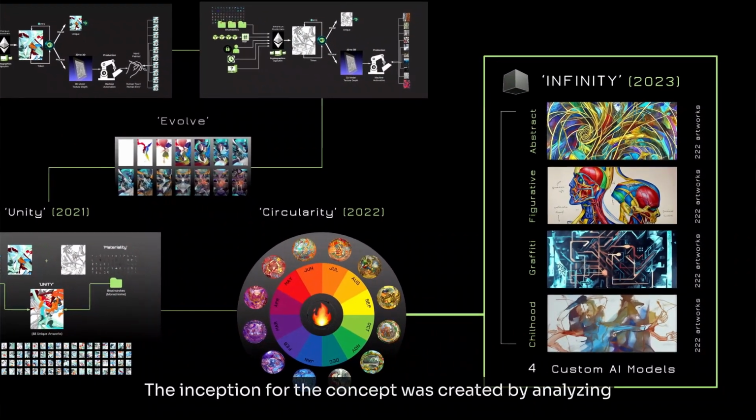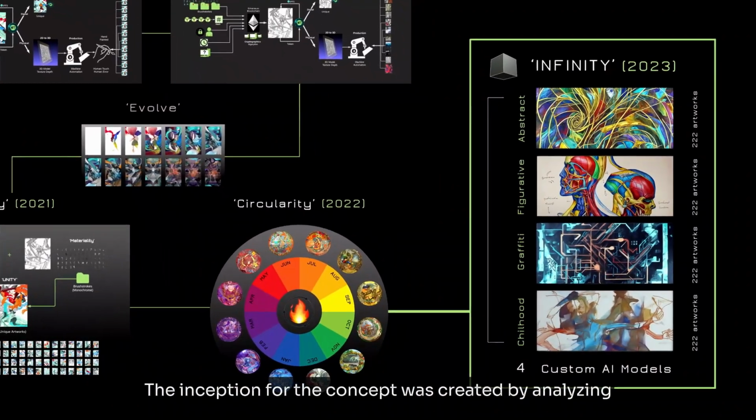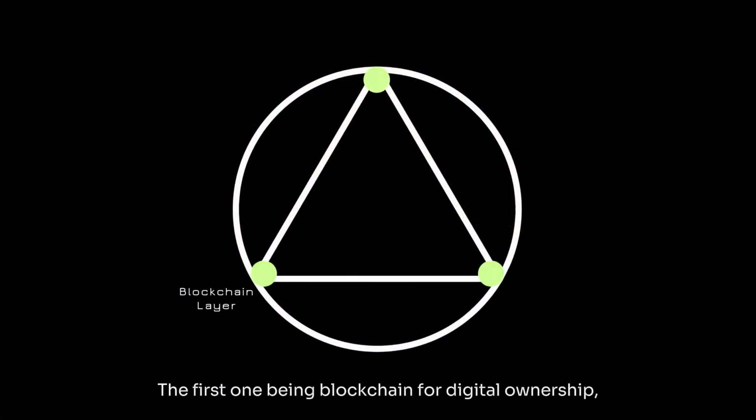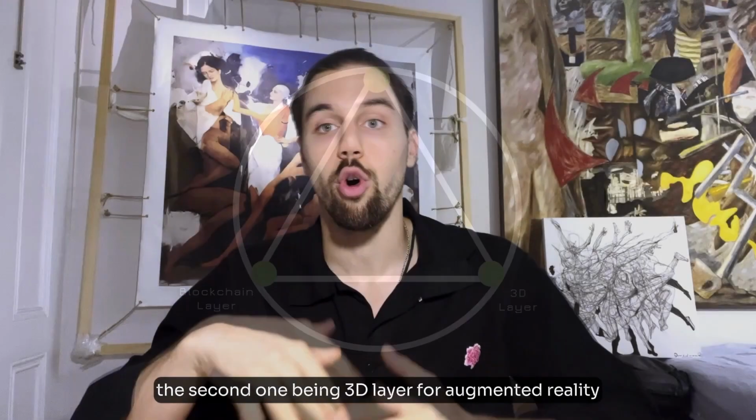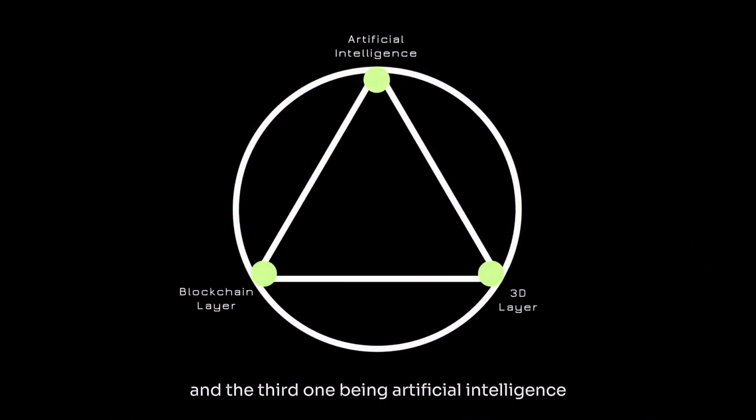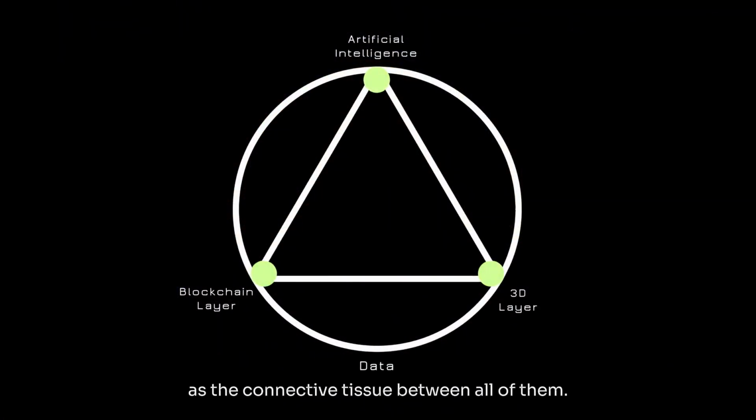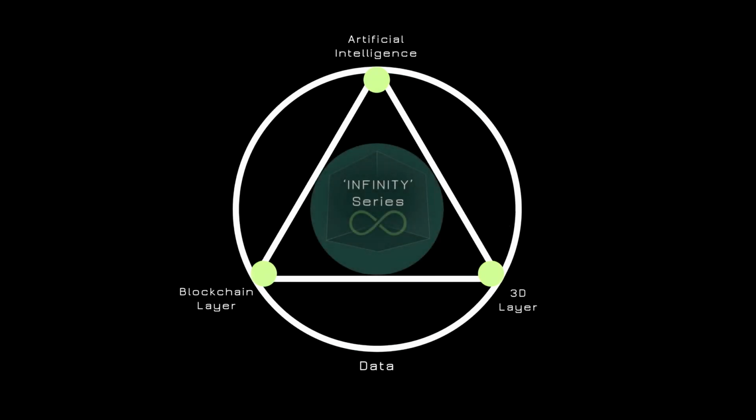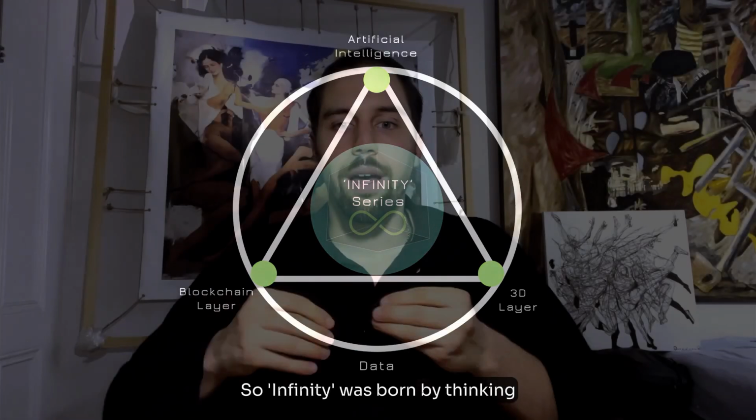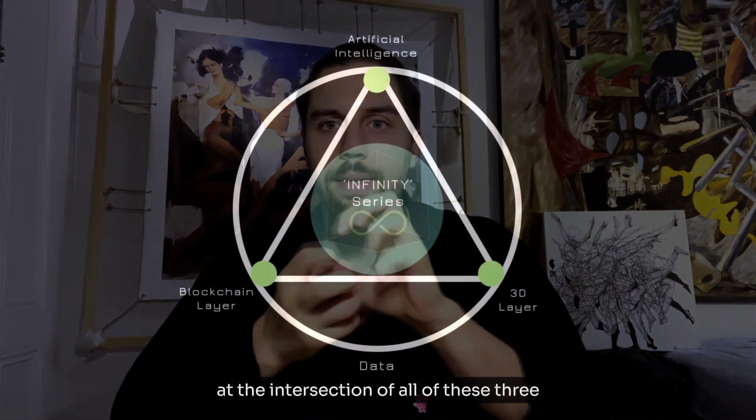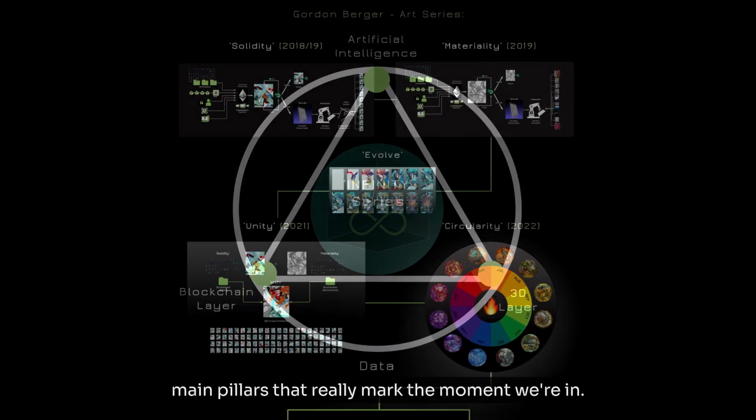The inception for the concept was created by analyzing what I think are the main three pillars of the digital world. The first one being blockchain for digital ownership, the second one being 3D layer for augmented reality and metaverses, and the third one being artificial intelligence for infinite content generation. And then we have data as the connective tissue between all of them. So Infinity was born by thinking, how can an art series be created at the intersection of all of these three main pillars that really mark the moment we're in?